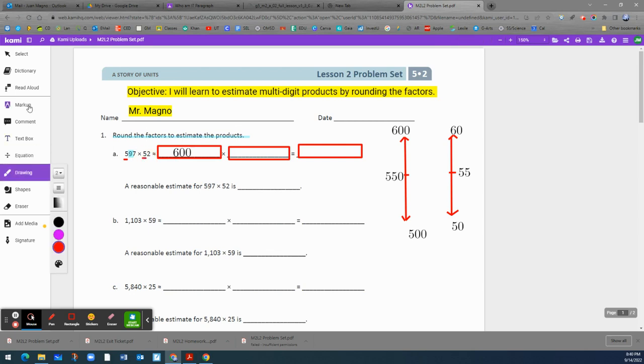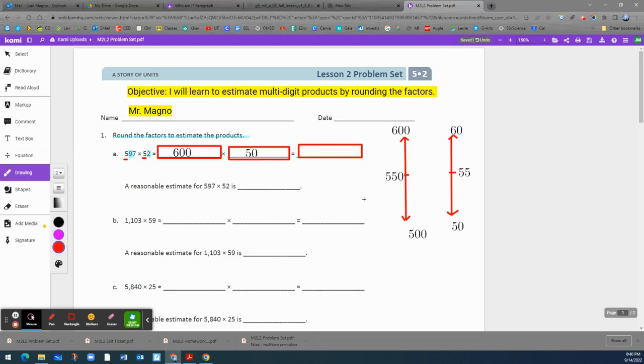And now we're going to round 52. So notice that 52 has a 2 on the ones place. And since that is less than 5, which is 4, 3, 2, 1, any number that lands on 4, 3, 2, 1 is going to round to the lowest number, which is 50.